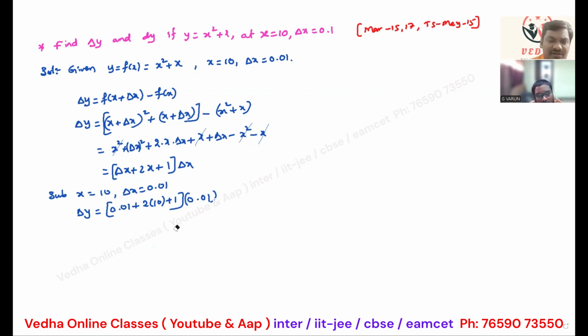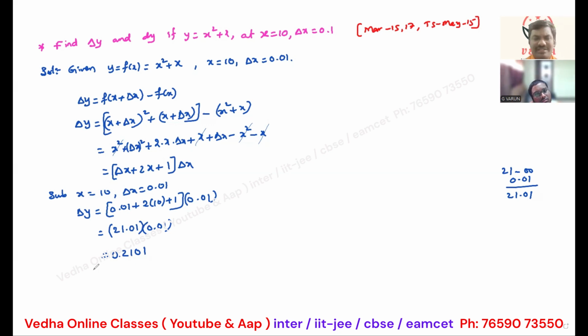Wait. So here addition is not multiplication. Starting is addition here. This is equals to 2 into 10 is 20. 20 plus 1, 21. Okay, for this 21, we have to add 0.01. Okay, 21 is nothing but 21.00. So we get 21.01. Okay, so we get it as 21.01 into 0.01. Now multiply 21.01 into 1, that is 2101. After two numbers, 2 plus 2, 4 numbers. Okay, that means 0.2101. This is delta y value.